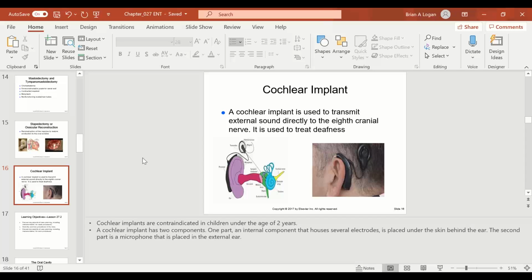It's typically done on children 2 years or older. Because anything still up to 2 years, those nerves and those structures may still be developing. It depends if, like, they were premature, stuff like that.